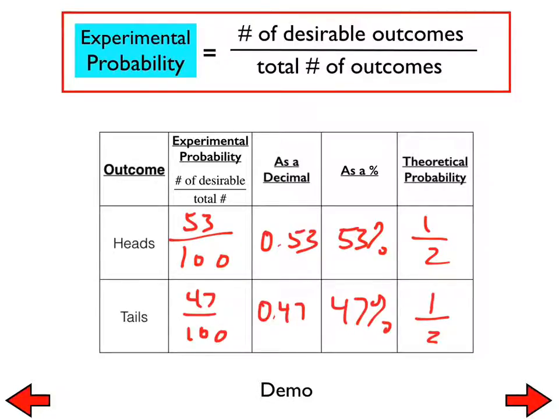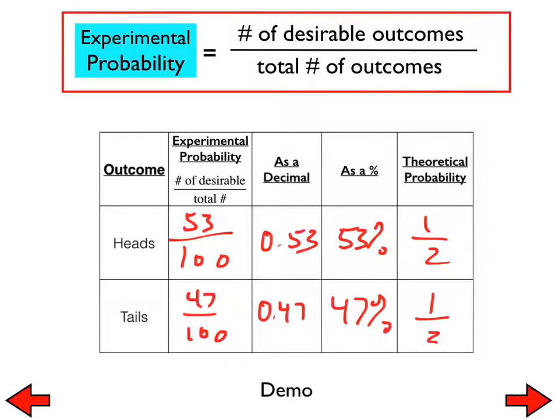So this is kind of what we're doing today. We're going to do some experimental probability. We're going to fill in some data and then sort of compare what happened here. Now, we weren't too far off, right? 53% is not too far off from 50%. 47% is not too far off. If I kept flipping the coins, we would expect it to get really, really close to that.